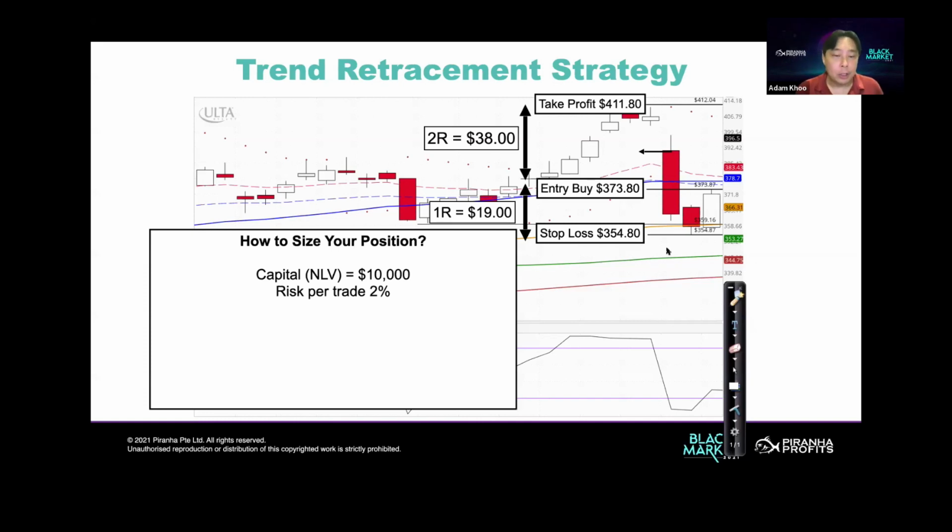$200. Very good. So in other words, the maximum loss you should get is $200. I repeat, the maximum loss per trade is $200. Now listen carefully. If your total loss is 200 and each share you're risking $19, how many shares can you buy?